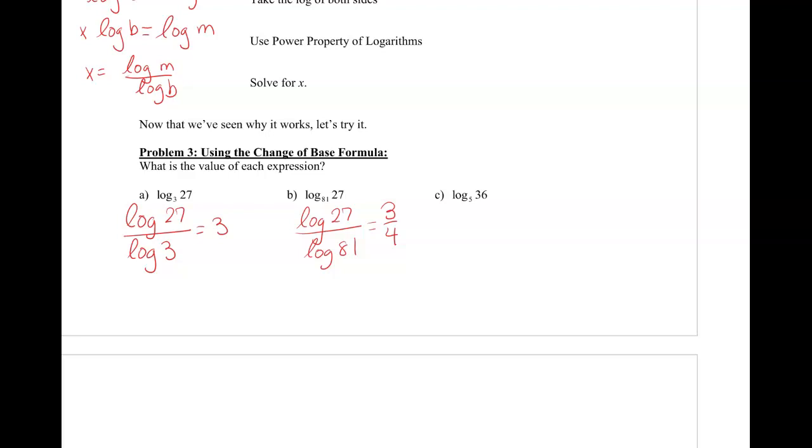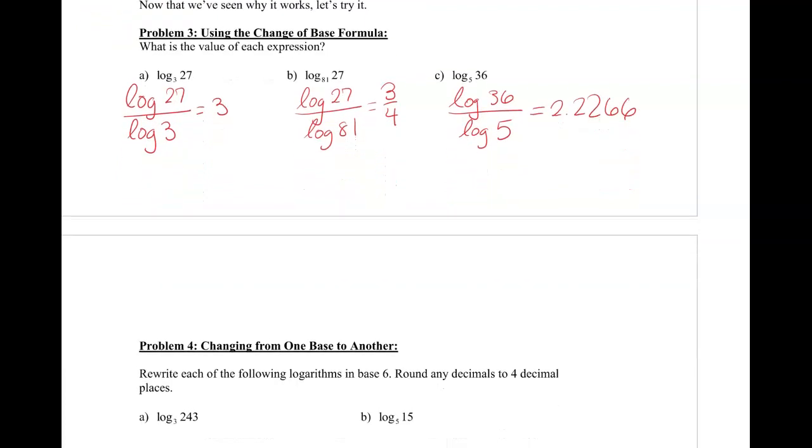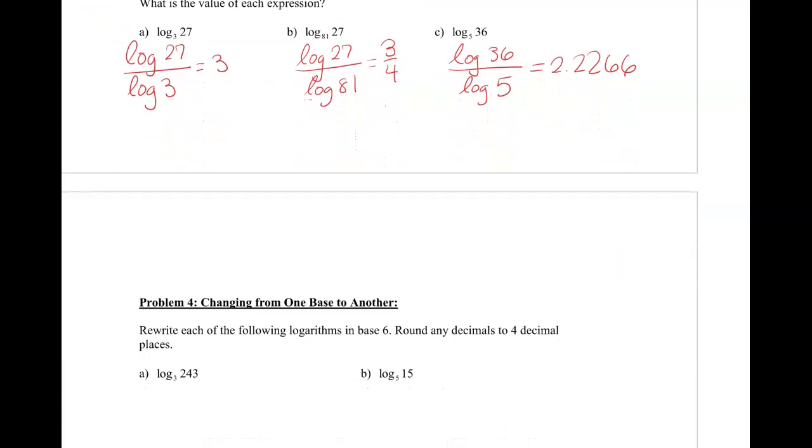Should give me now log of 36 divided by log of 5. Typing this into a calculator, we see that we get a freaking ugly decimal, which is 2.2266, which is gross. But you know what? It's a number. It'll be fine. Alright. And that's about it.